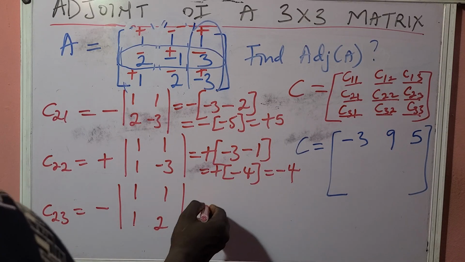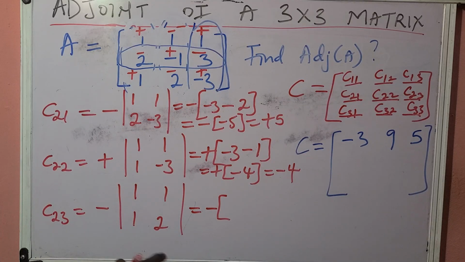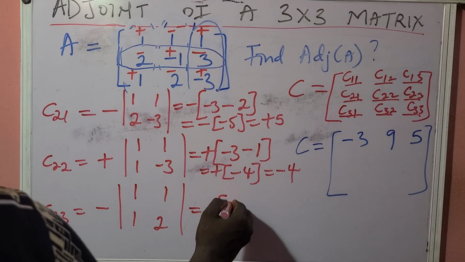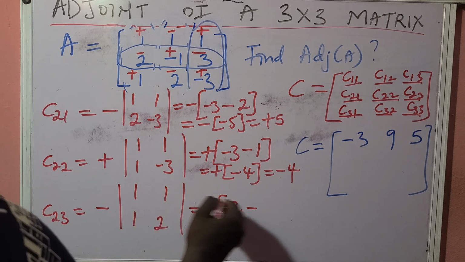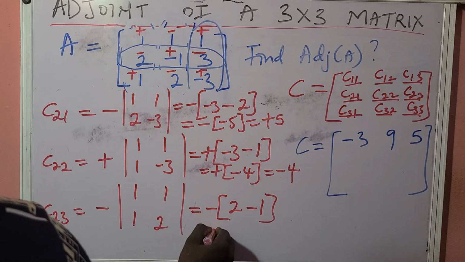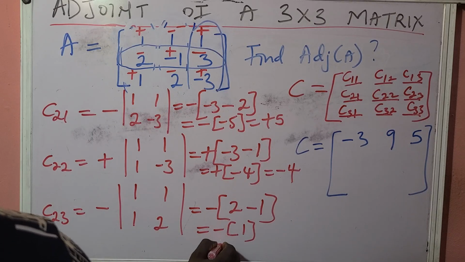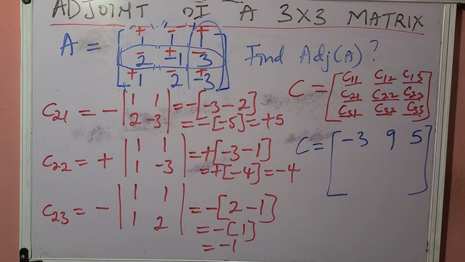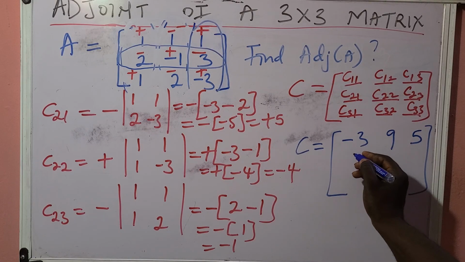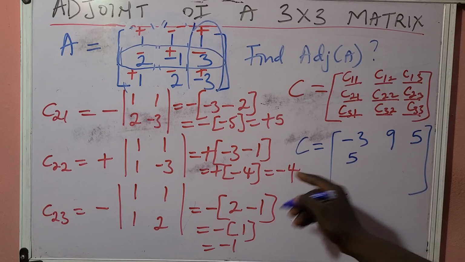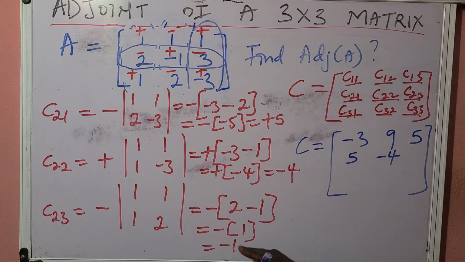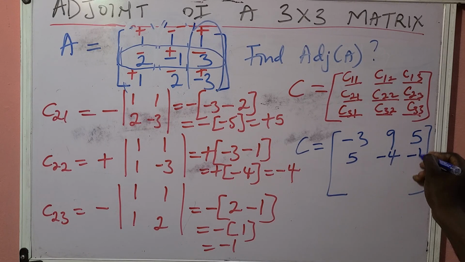C23, the minus, then go on to find the determinant. 2 times 1, that will be 2, minus 1 times 1, 1. So this will be minus 1, because 2 minus 1 is 1. So we have a value of minus 1. So all right, now we've been able to get the values for our C21, C22, and C23. We can fix those values here. This is C21, we have 5. C22, we have minus 4. And then we have C23 as minus 1.